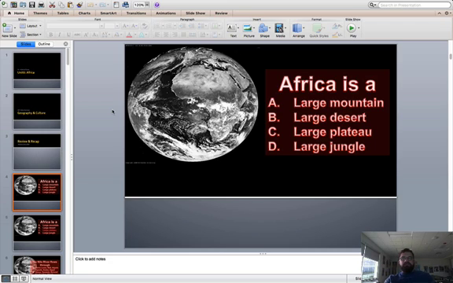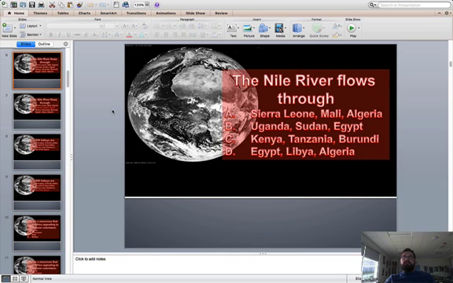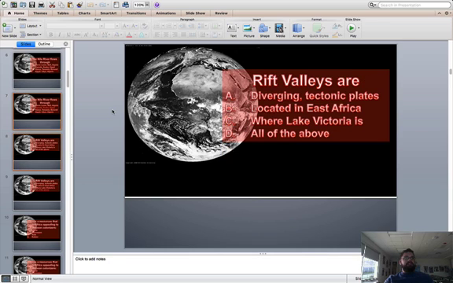We talked about that in presentation 1, how it sits at about 1,000 feet above sea level. It's pretty flat across the continent. And then the Nile River flows through, and that's going to be Uganda, Sudan, and Egypt. So it flows north out of Lake Victoria into the Mediterranean Sea. And then rift valleys are all the above.